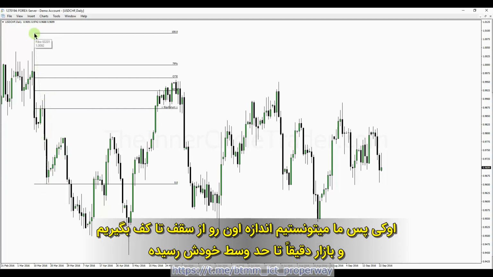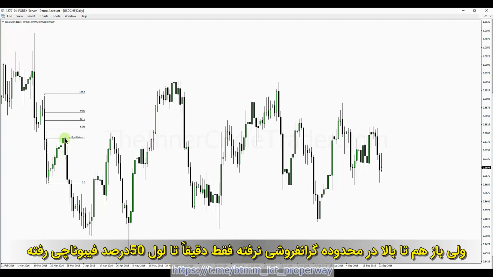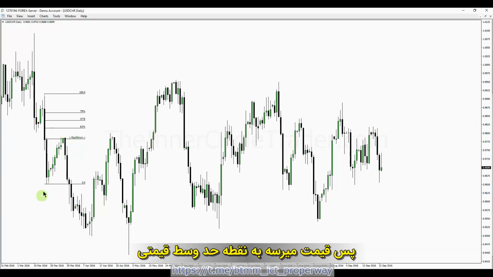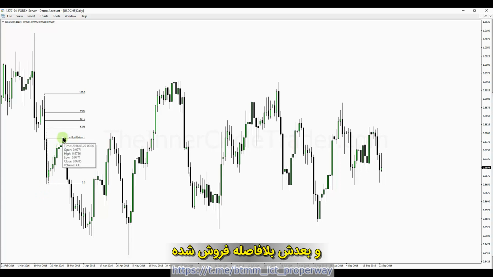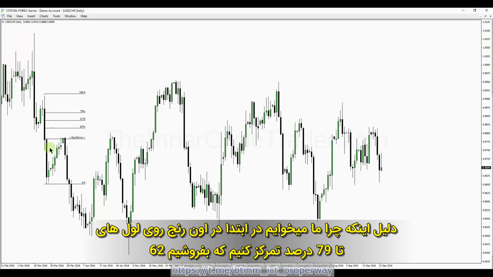Okay, so we could look at that, measure the high to the low, and the market gets right to equilibrium, but does not stay above to go to a premium market. It only goes right to the Fibonacci 50 level, or what we deem as equilibrium. So price goes to an equilibrium price point and then immediately sells off. This would be a missed opportunity in regards to looking at equilibrium to premium.